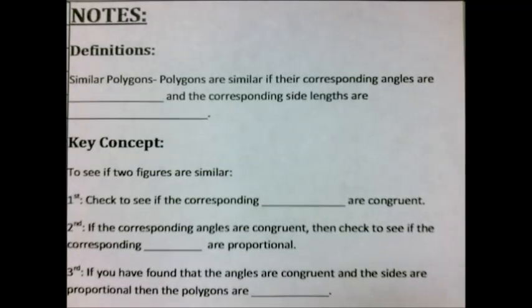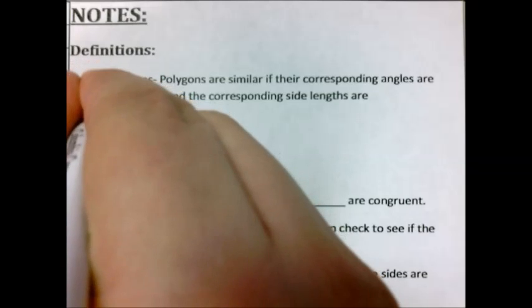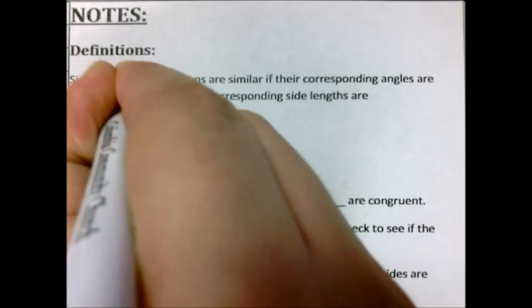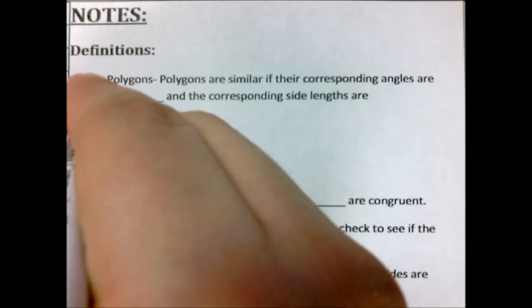First we're going to define similar polygons. Polygons are similar if their corresponding angles, all their angles, are congruent, and the corresponding side lengths, those side lengths that correspond to each other, are proportional.